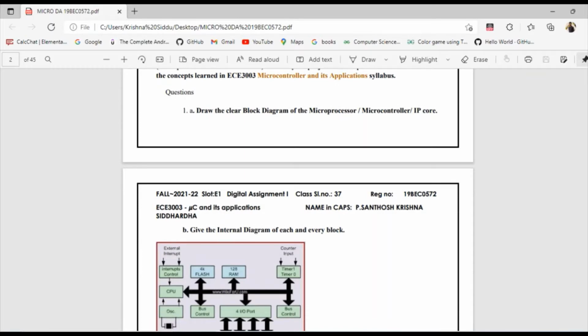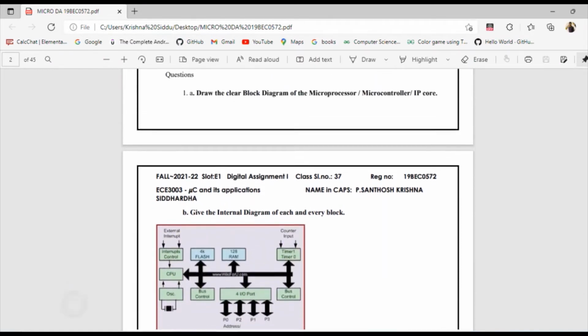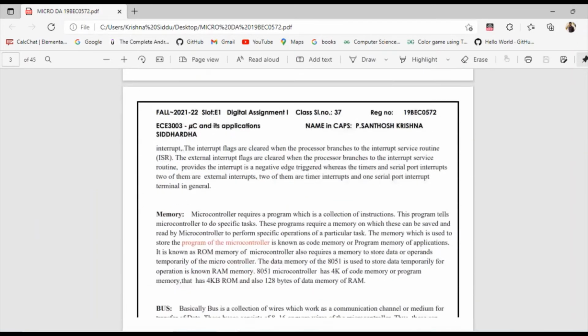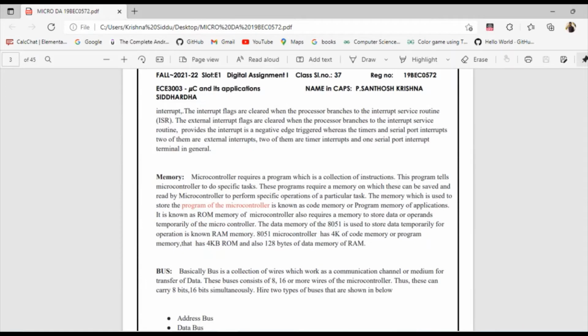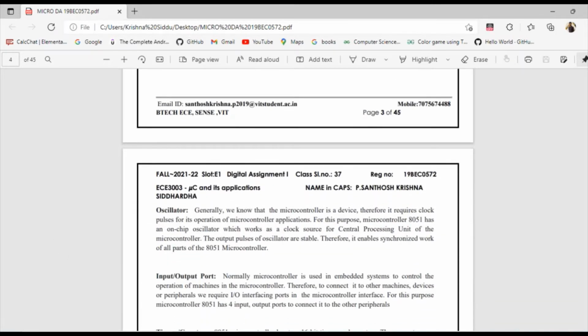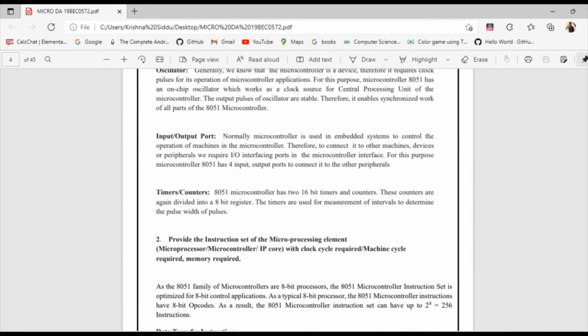In the first part of the first question, we need to draw a clear block diagram of the microprocessor and also give an internal diagram of each and every block. This is my diagram. This is the CPU, central processing unit, and next I've been discussing terms like memory and bus. What are the different types of buses, I explained everything in detail in this PDF. Next, I wrote about input and output ports, timers, and counters, with brief lines on what exactly they are.